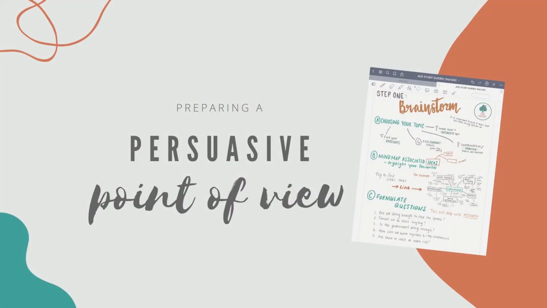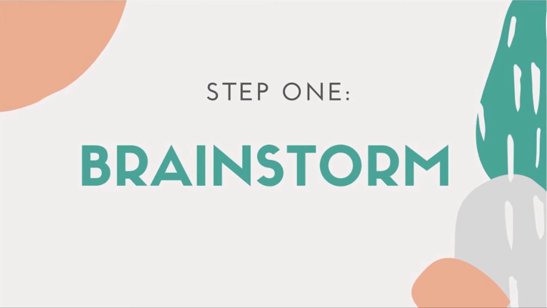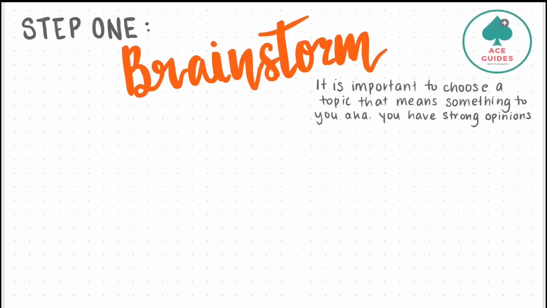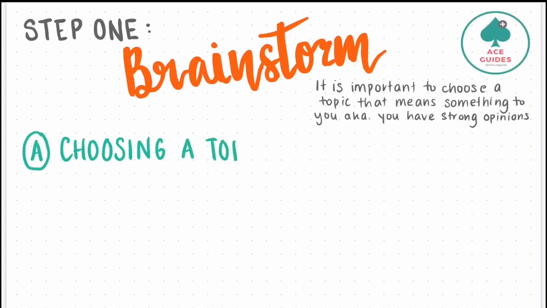Today we are going to be learning how to prepare a persuasive point of view. The first step is to brainstorm. It's important to choose a topic that means something to you. For example, you have strong opinions on it. I would recommend picking something that you are passionate about.